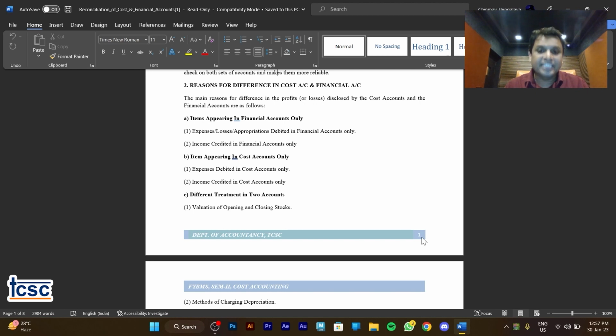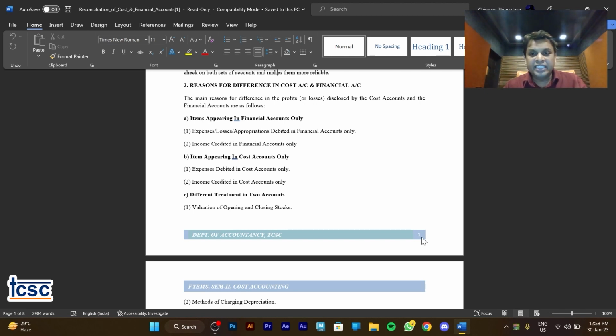And this is the reason there is a deviation in profit. Definitely, when I'm recording one expense or loss in the finance book, at the same time, I don't record that expense or loss in the cost sheet, which means there is a difference in profit. At the same time, we know that in cost accounting, we record either notional incomes or notional expenses.